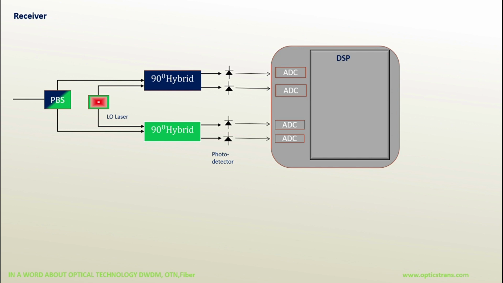In the DSP, the first function that happens is chromatic dispersion compensation. The DSP can compensate for any amount of chromatic dispersion. Using the DSP, coherent systems now work better for links without a DCM, that's a dispersion compensation module. The next function comes after chromatic dispersion compensation.